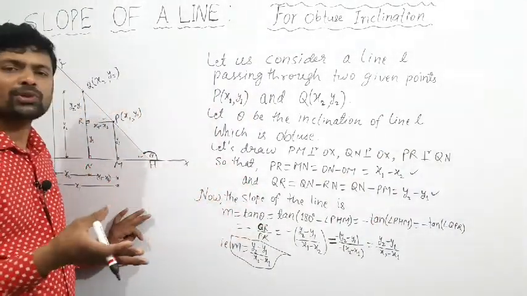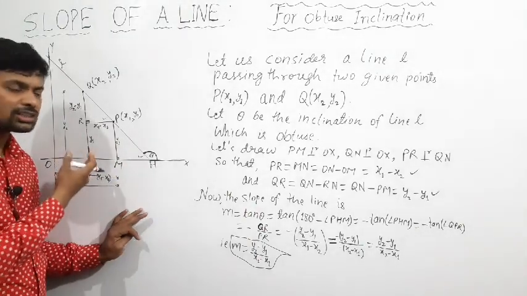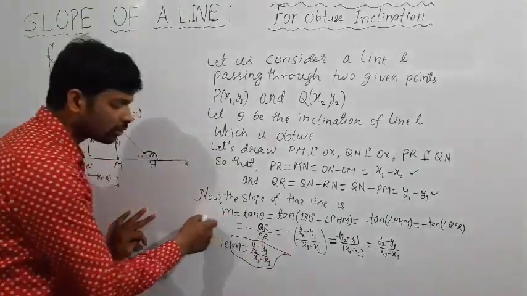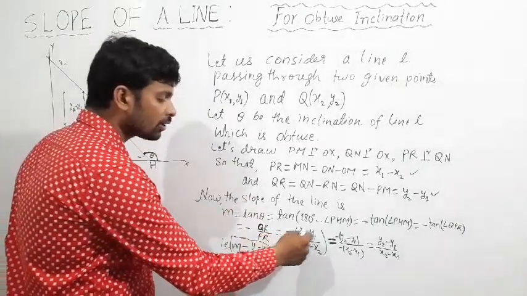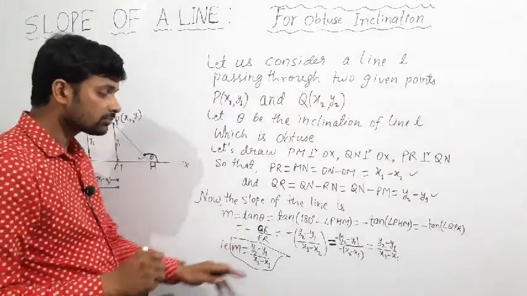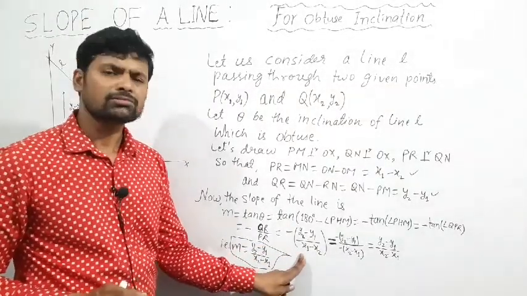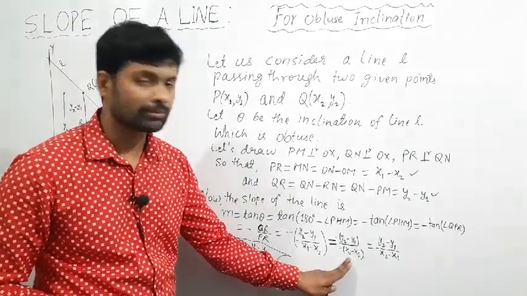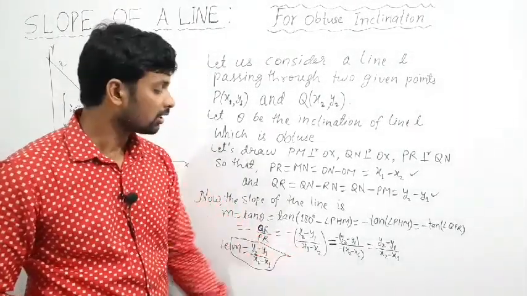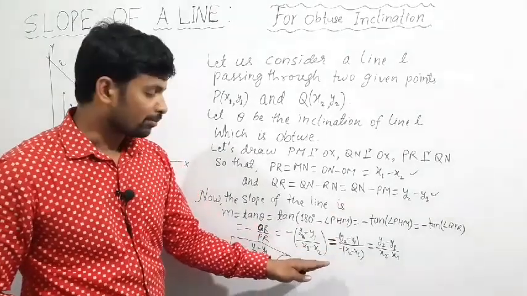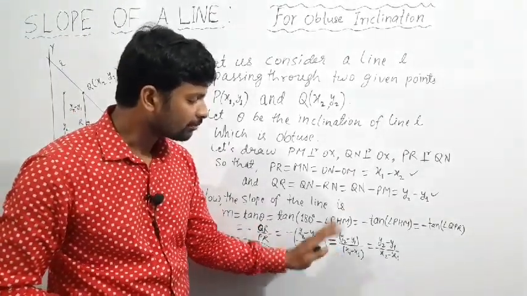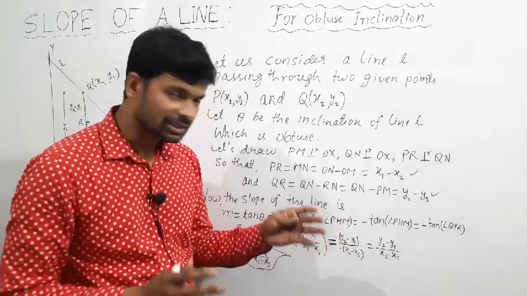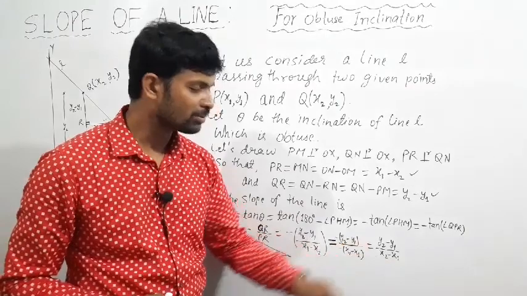Then what are the lengths of QR and PR? We have already obtained them in this figure, so look at the figure and put in the results. We now have the value of the slope m as minus of y2 minus y1 by x1 minus x2. We can take common minus 1 from the denominator to get x2 minus x1 in the bracket, much similar to the numerator part. Now minus and minus makes plus, so it becomes positive, and the result is y2 minus y1 by x2 minus x1.